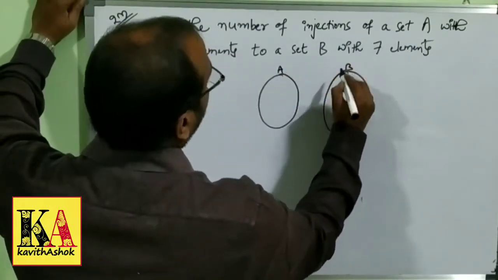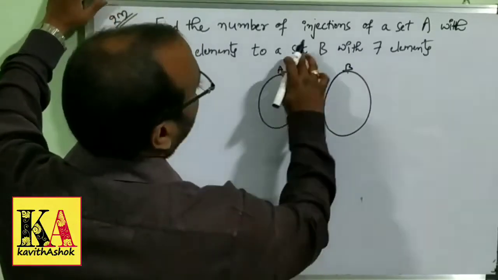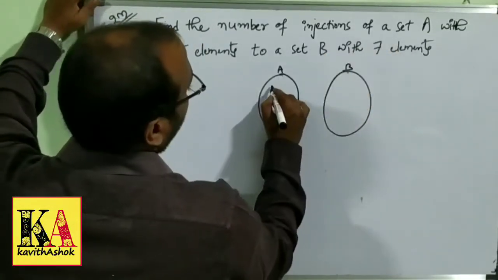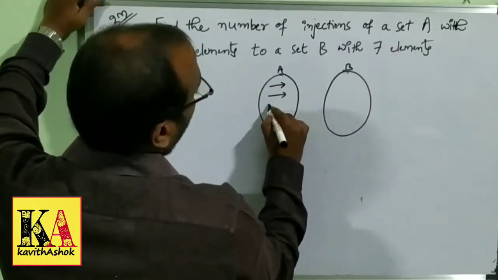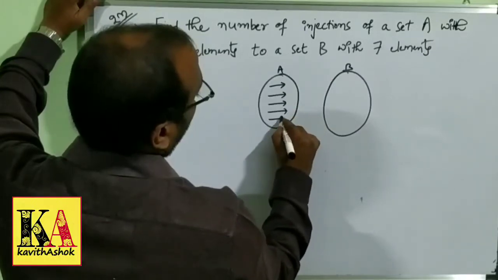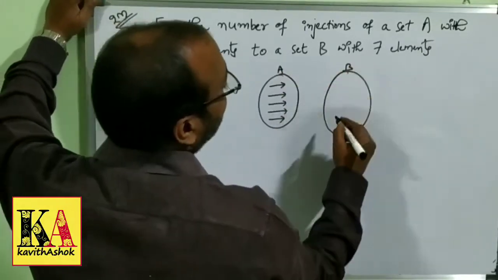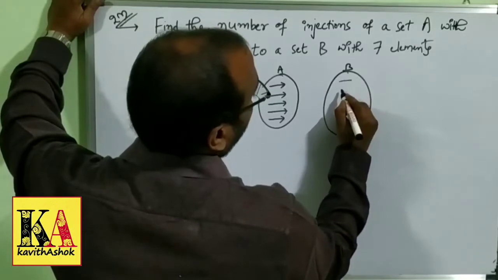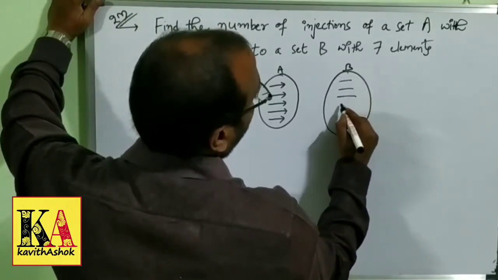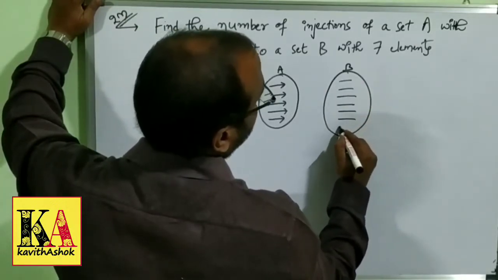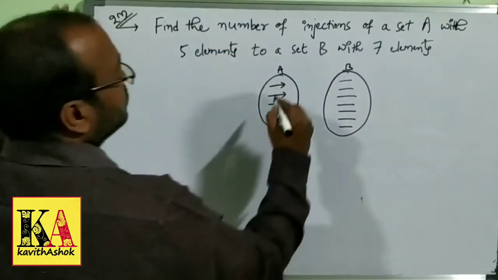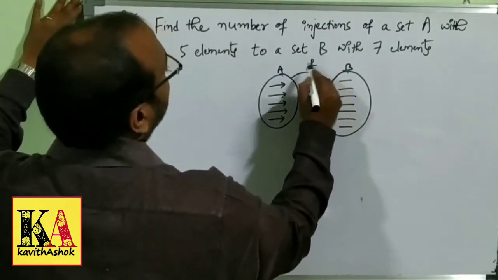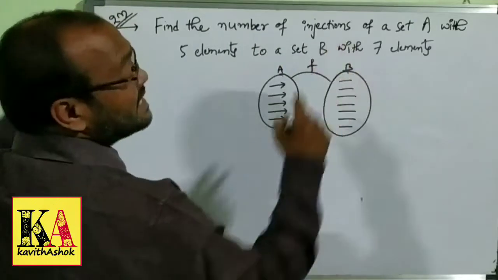Set A contains 5 elements and set B contains 7 elements, so I am taking blank places: 1, 2, 3, 4, 5, 6, 7 blank places. So this is a function from A to B. The number of injections is what we want.